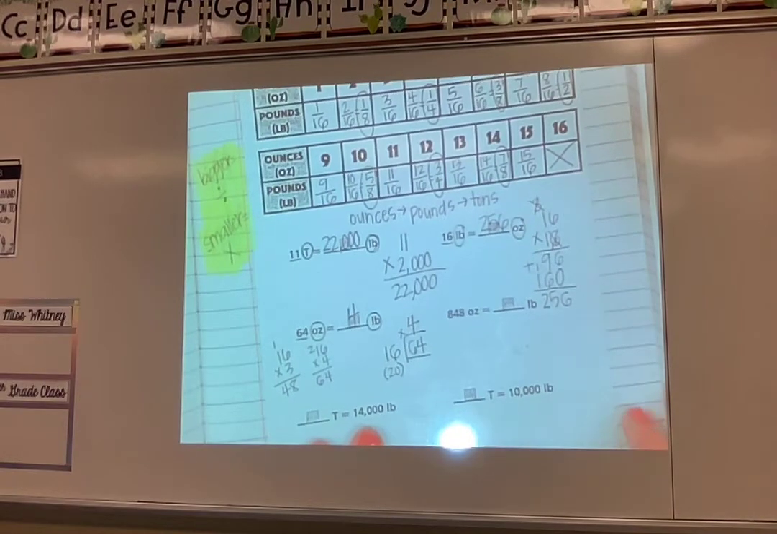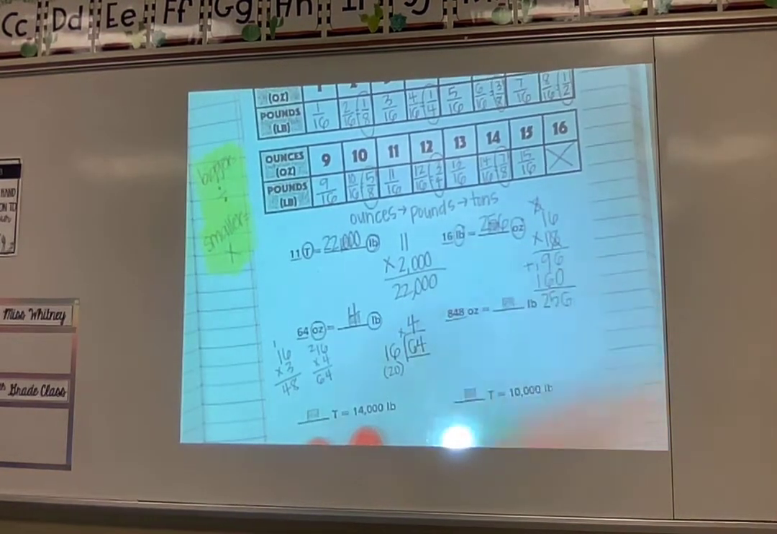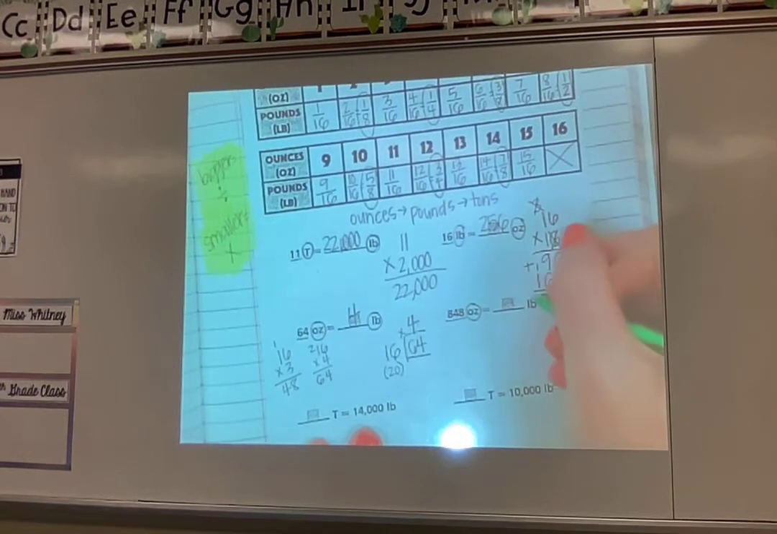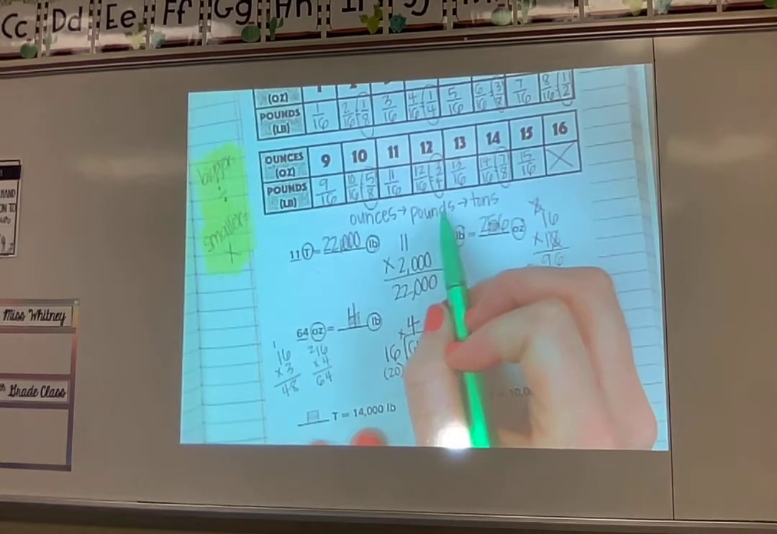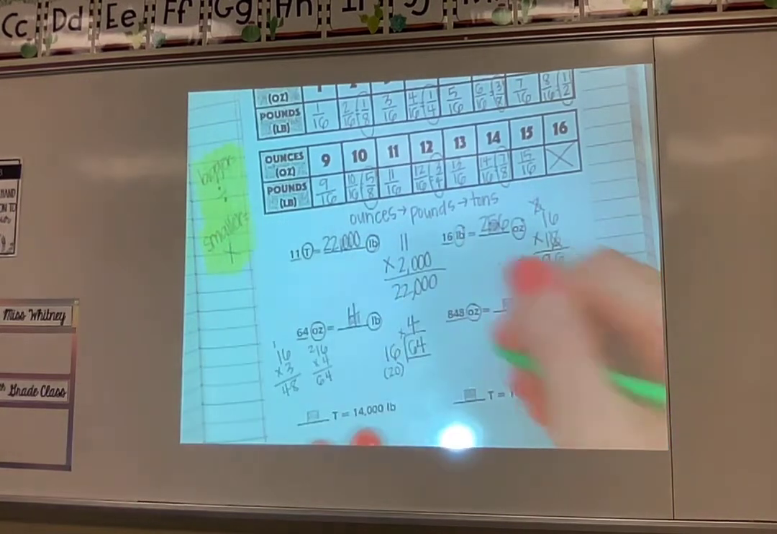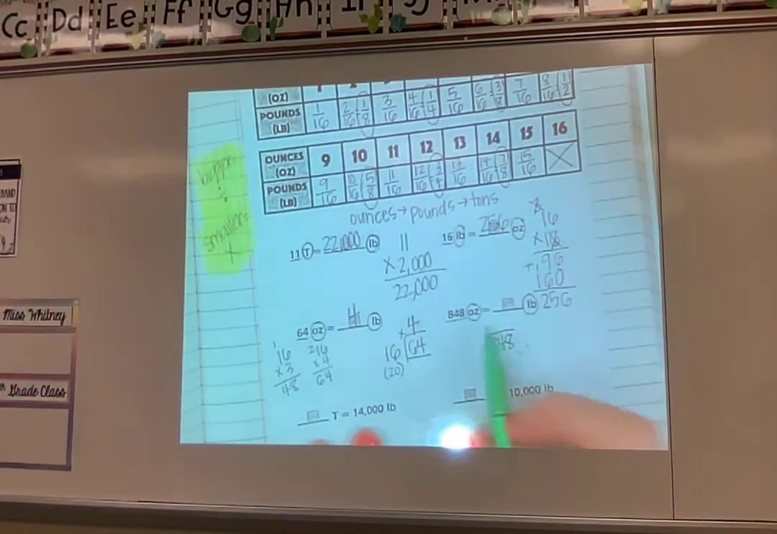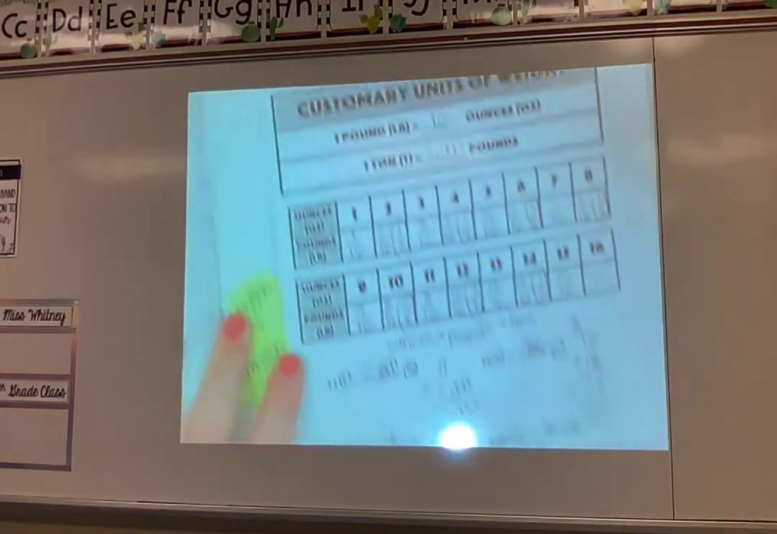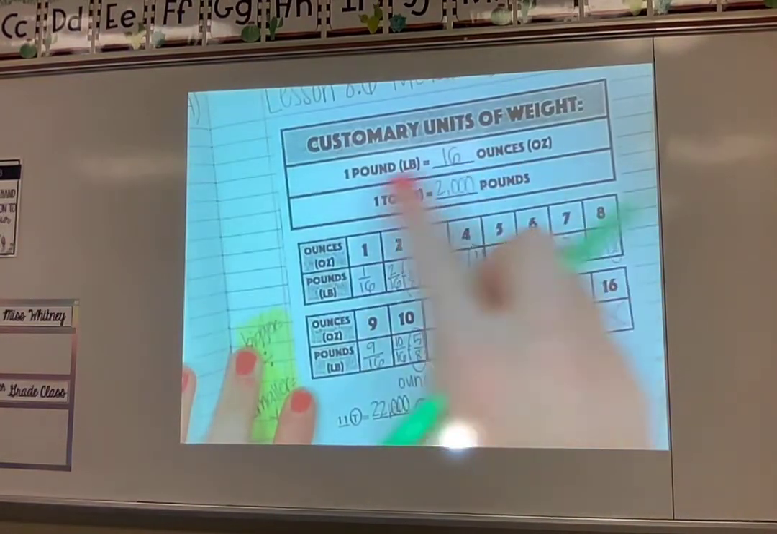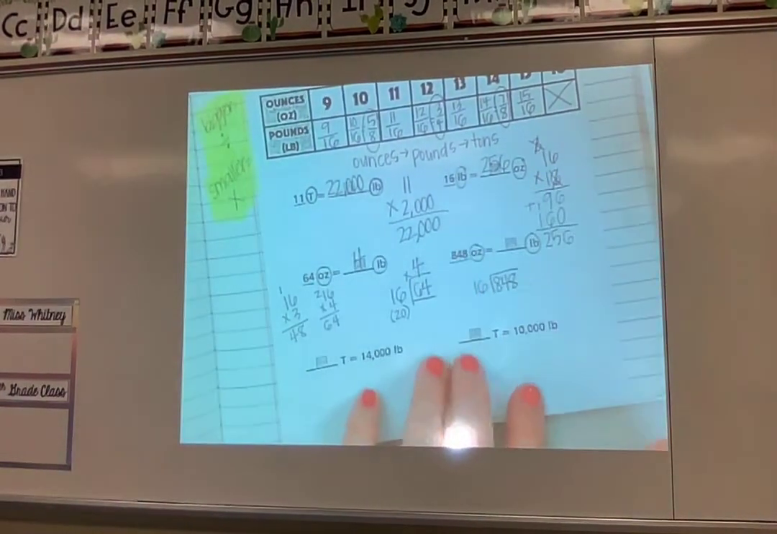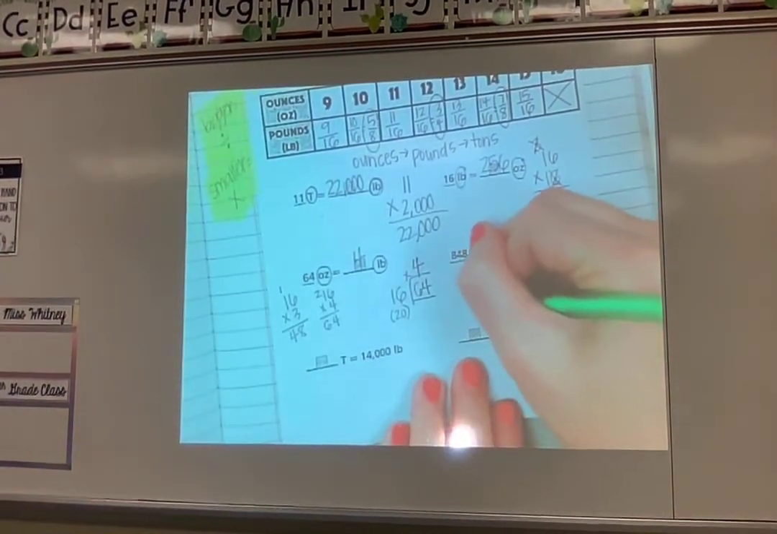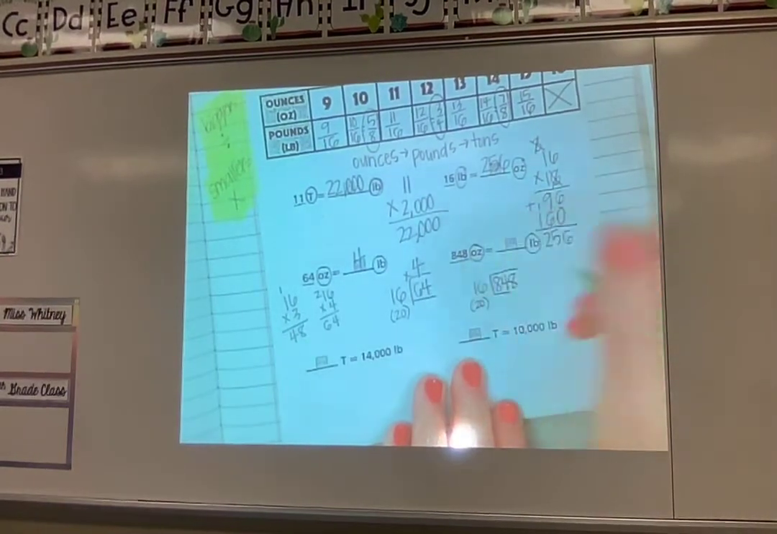All right, let's try another one. 848 ounces, and I'm going to pounds. So ounces to pounds, I'm getting bigger, which means I need to divide. 848 divided by ounces to pounds. So look at my chart. How many ounces are in a pound? 16. So divide by 16. Again, we're going to round that to 20.